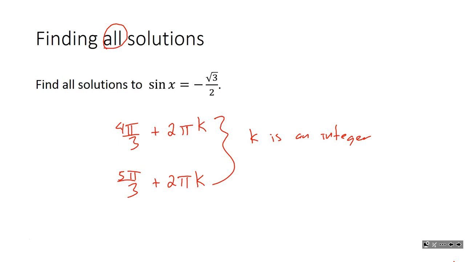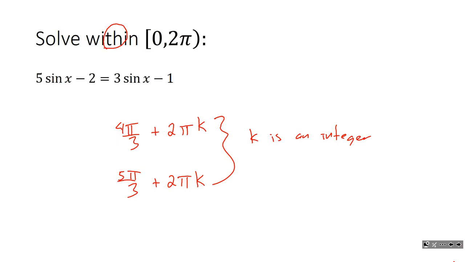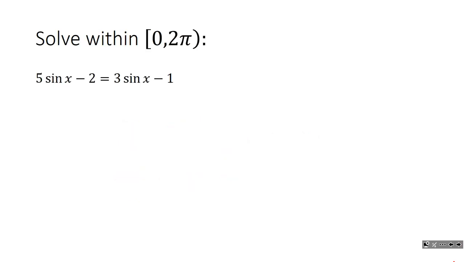So the only difference between finding solutions within 0 to 2 pi or all solutions is, are we looking at one revolution or more than one revolution? So as we do more examples, we'll just have to handle whichever case we're asked for.